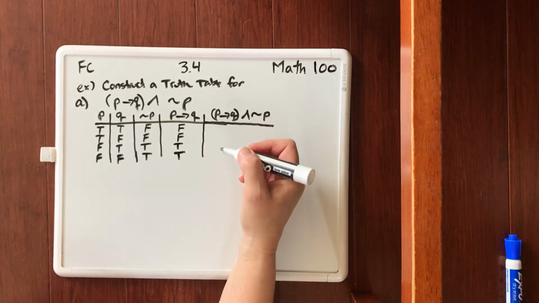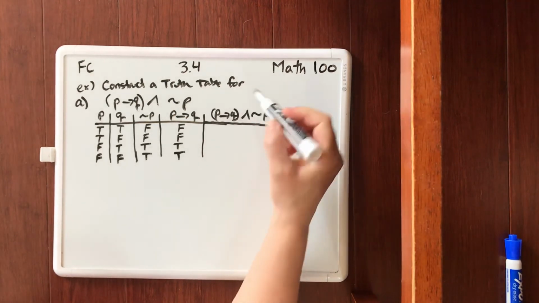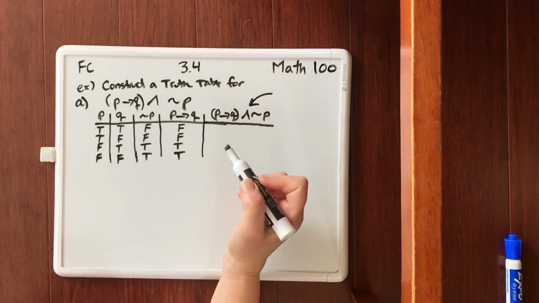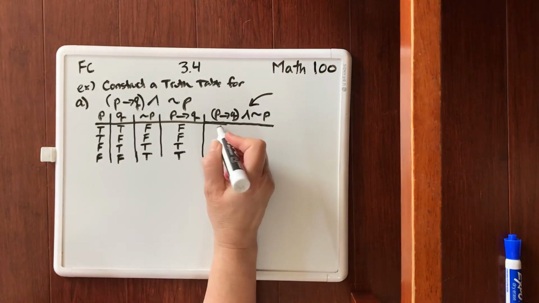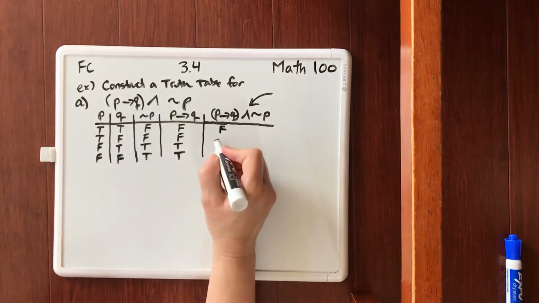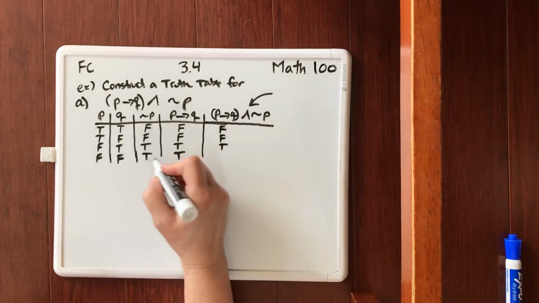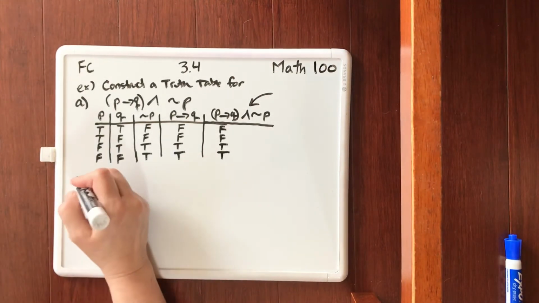Okay, so now we can complete. We're going to have this and this. In order for these to be true, we need both to be true. So we're going to look. These aren't both true, so that's false. These aren't both true, so that's false. True, true, that's a true. And true, true, that's a true. Okay, very good.